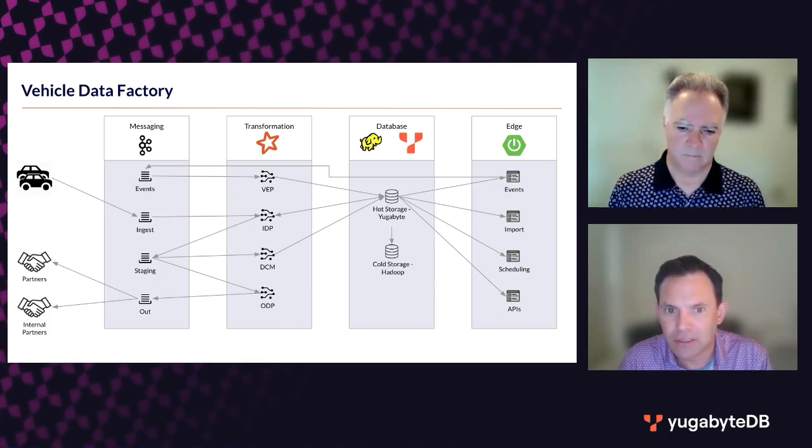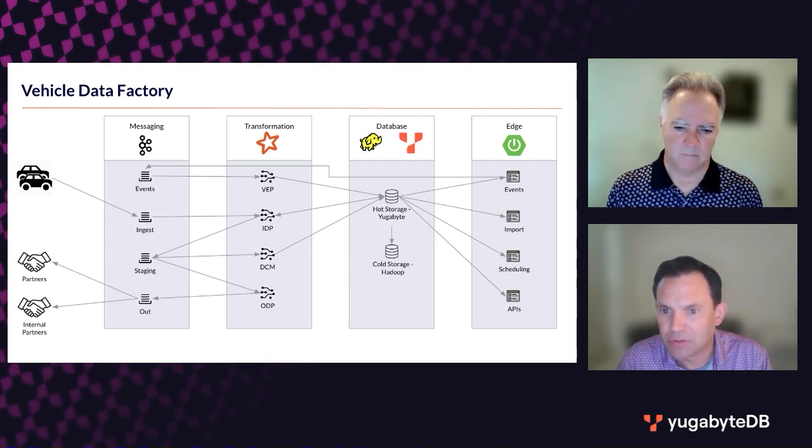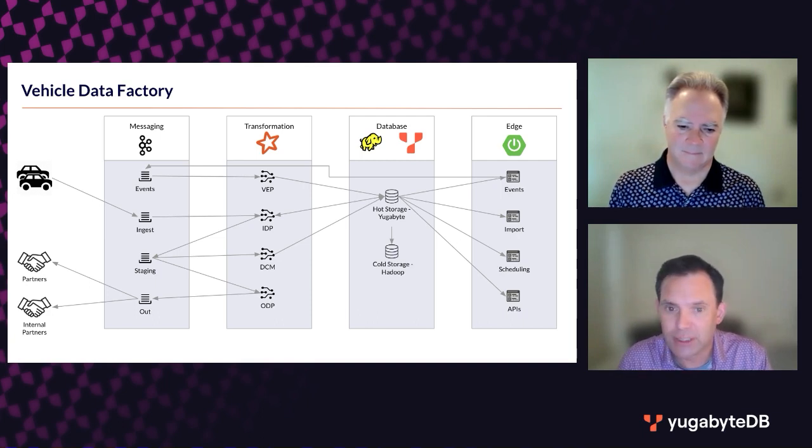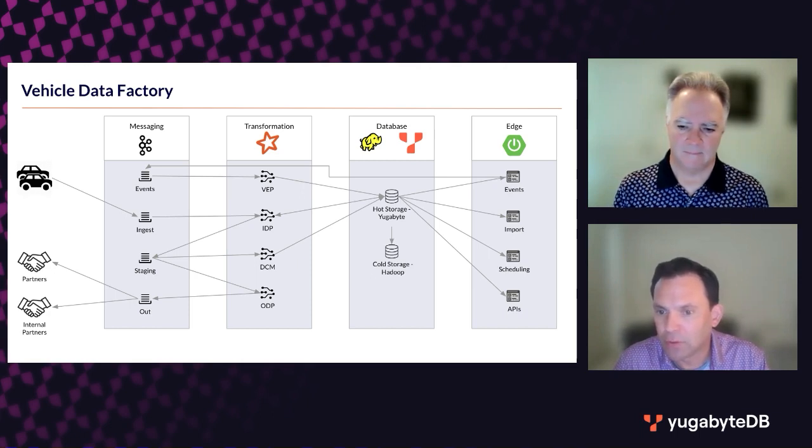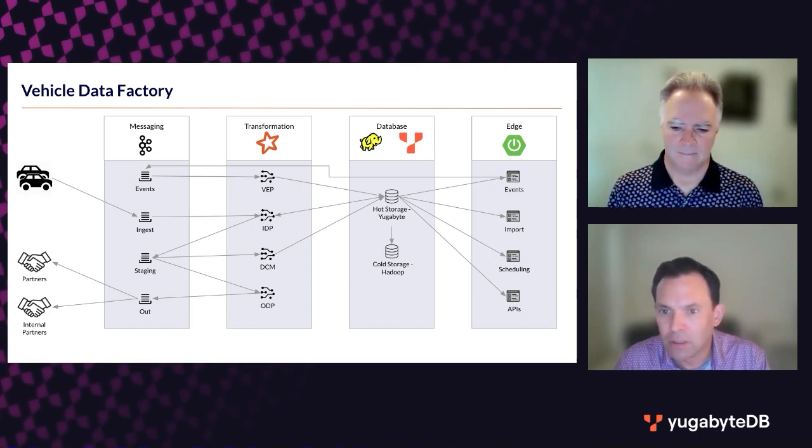This transformation tier takes the data that's being ingested from vehicles. It does transformations in various forms and various stages, and it ultimately stores the output of each of those stages in YugabyteDB. So YugabyteDB is the system of record for all of this data for GM, and it's stored there for a period of days and ultimately offloaded to cold storage in Hadoop for historical purposes.